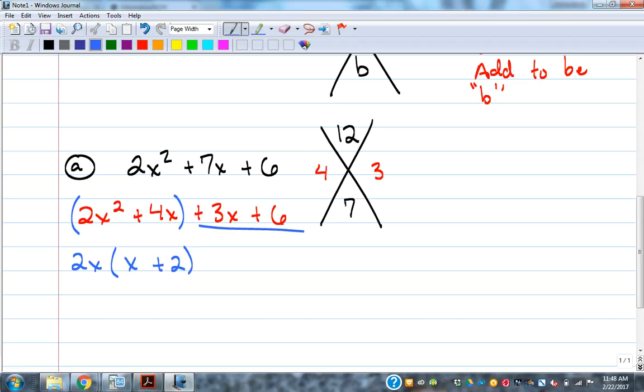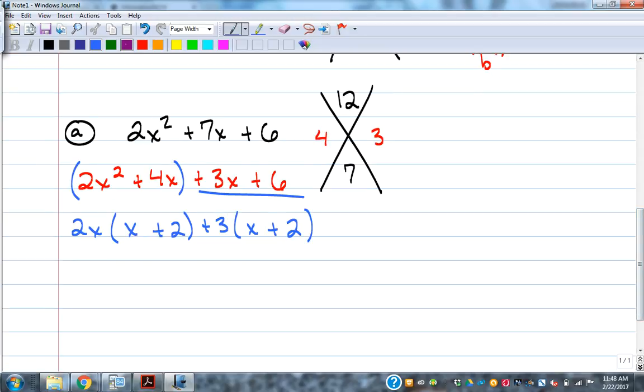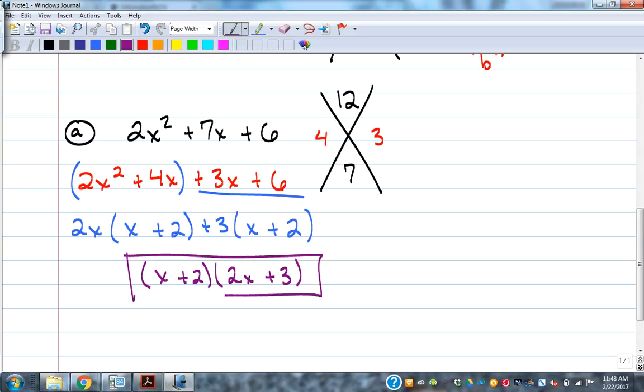You're not taking notes. What's the GCF of these 2? 3. What kind of 3? Positive 3. So it's a plus 3. What's left in their parentheses? They matched. That means I did it right. It means it'll factor. So what are the factors for that trinomial? X plus 2 and then 2x plus 3. So we get from a trinomial to binomial times binomial.